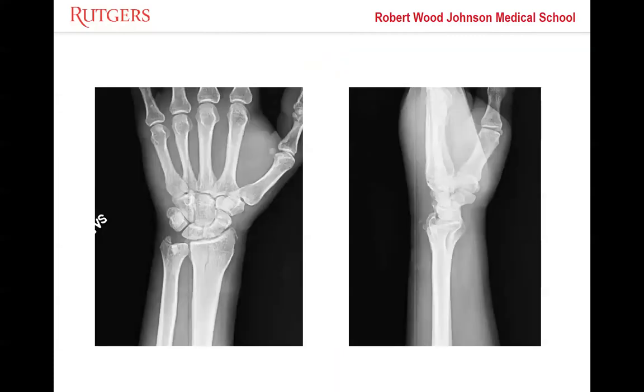Okay. Here's the next one. This is more of a trauma injury. This guy had a work injury where he had a pallet fall on the dorsum of his right hand. So Rob, take us through this. What are you looking at here on this fracture?